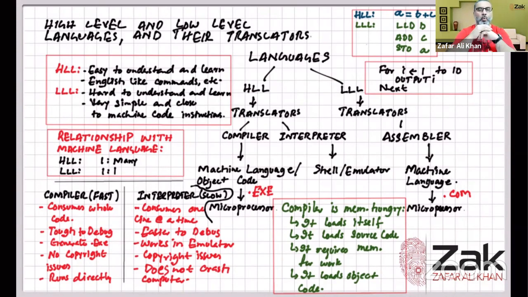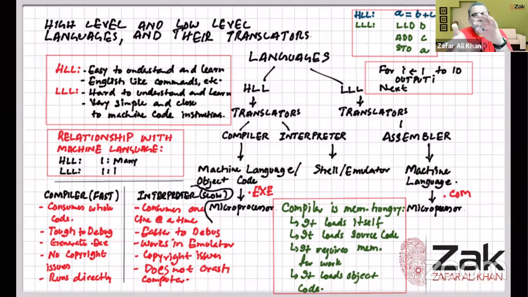Now, once the space is used, machine code is produced. Machine code also requires memory. So it means that there is the compiler in the memory, the source code is in the memory, the working area is in the memory, and the machine code is in the memory. So these four things are now in the memory and they are consuming a lot of memory.